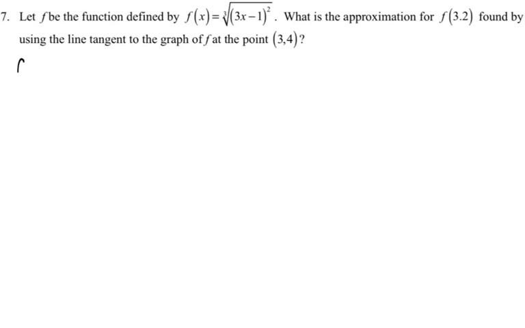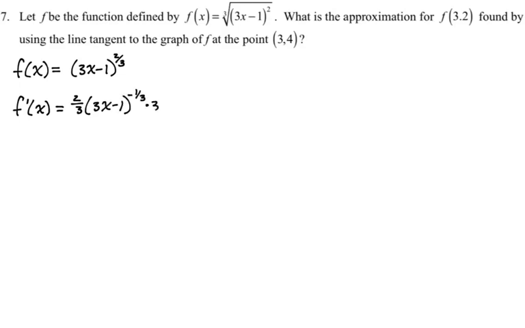Step 1, I think, is to rewrite this function using rational exponents. So it's going to be (3x minus 1) to the 2/3, right? The exponent becomes the numerator of that fraction, and then the index of the radical becomes the denominator. And we can power rule our way through this. So f prime is going to be 2/3 times (3x minus 1) to the negative 1/3 times 3, all right, by the chain rule.